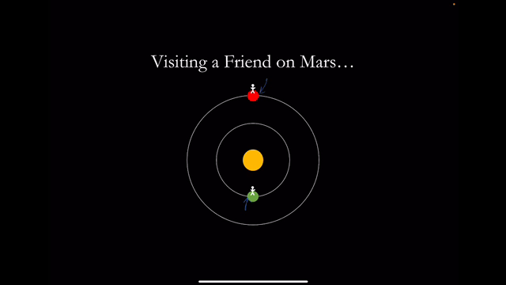So one of the methods that is used all the time is something called a Hohmann transfer, which you can see in the blue dotted line right here. So this is what we are going to be focusing on today.